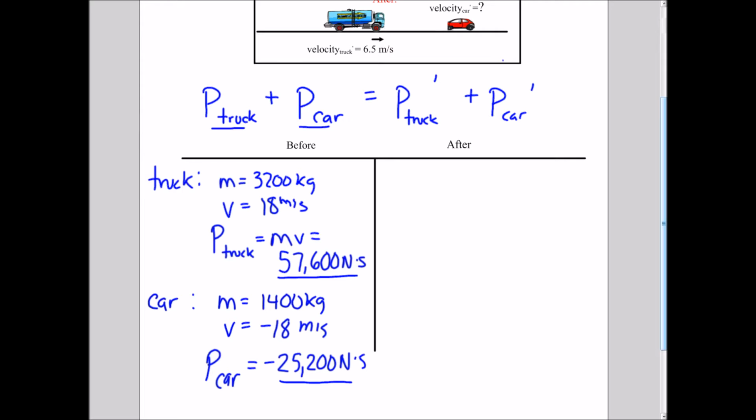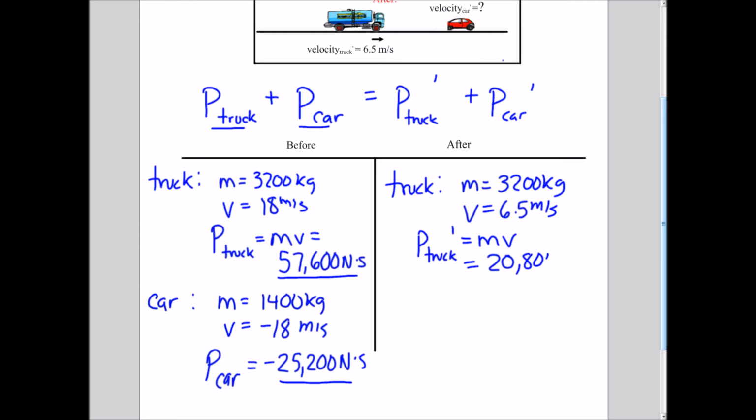Okay, now what I'm going to do is think about what happens afterwards. So afterwards, I still know enough information about the truck to be able to find it. Its mass is still 3,200 kilograms, and the velocity is now 6.5 meters per second because, I don't know, when it hit the car and slowed down, it actually lost some of its momentum. The momentum of the truck now, mass times velocity, is only 20,800 Newton seconds. The car, of course, I don't know enough information about it to be able to find its momentum because I don't know what the velocity of the car is afterwards. That's the point of this problem.